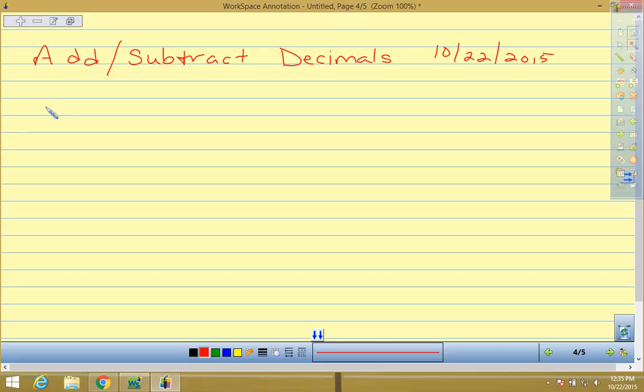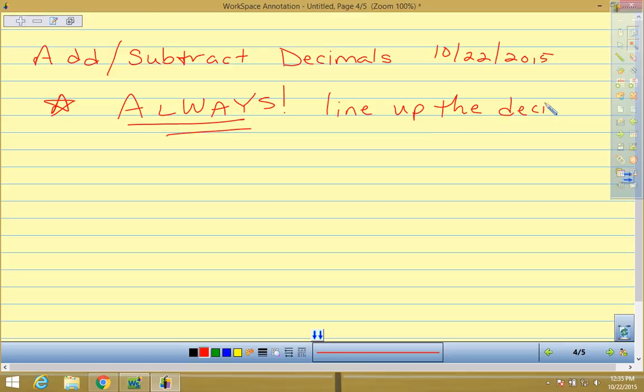When we are adding and subtracting decimals, there is one rule that is super important. And it has to do with the decimal itself. Topanga, what do you think that special rule is? Always line up the decimals. Perfect. Always line up the decimals.